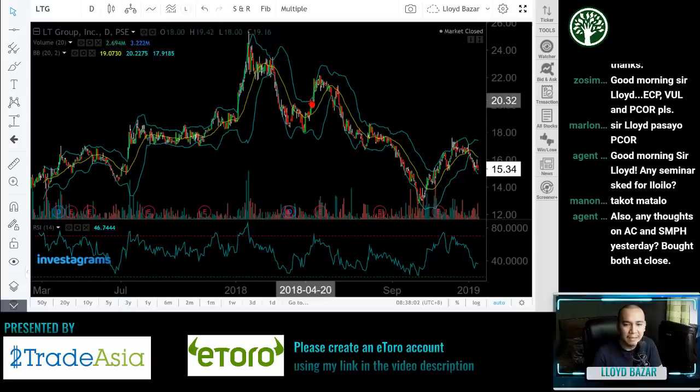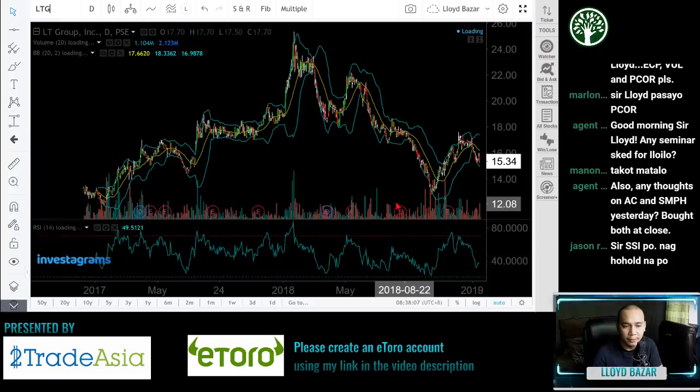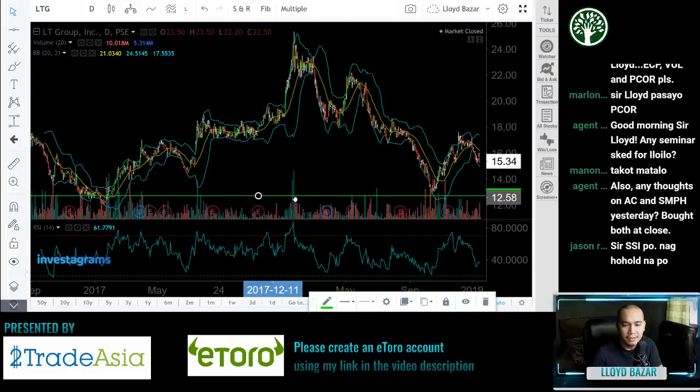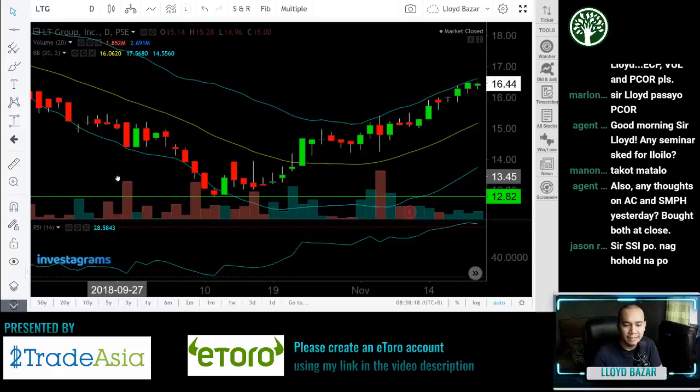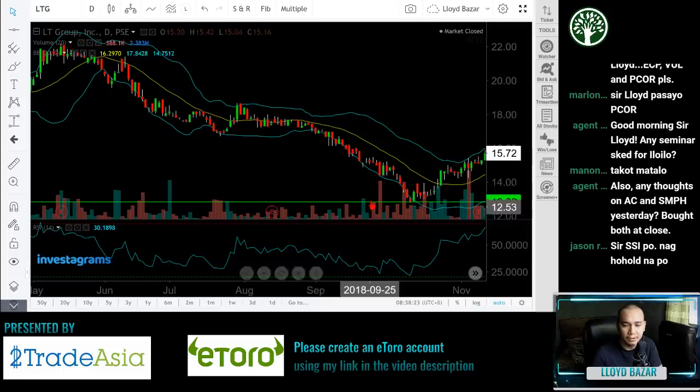But at a certain point, it will come to a point na magsi-stabilize yung presyo. Right? Kahit na pangit ang fundamentals, you really can't deny the price action. This is the price action that we saw when I recommended LTG. Noon, we have an engulfing pattern and then we have a higher low. Volume is starting to pick up at this level. Napapansin nyo dito na level na ito.